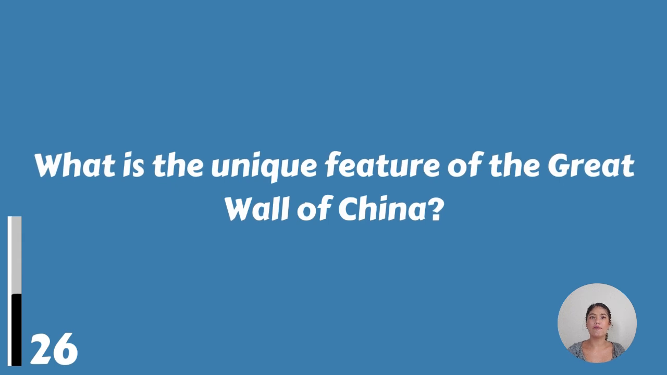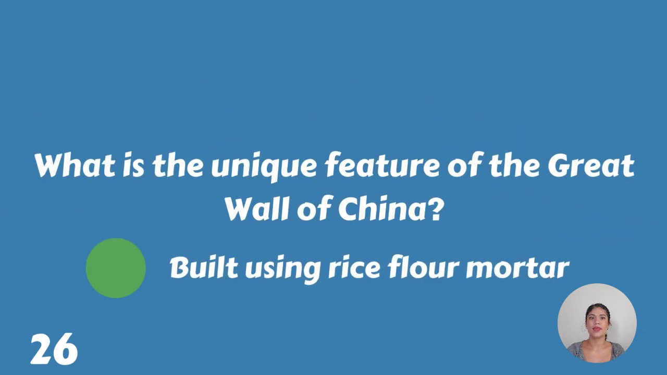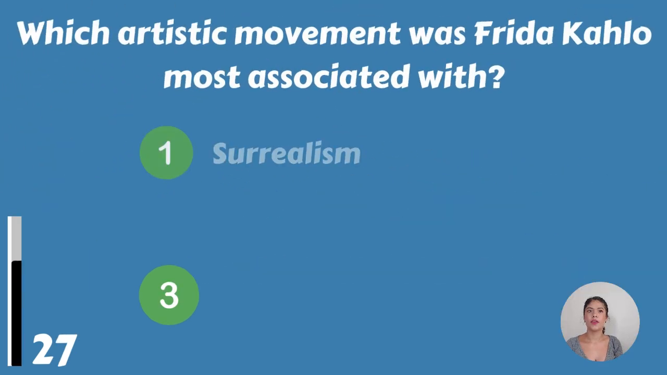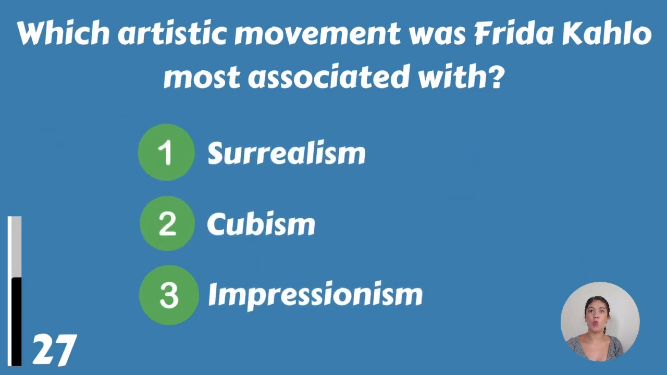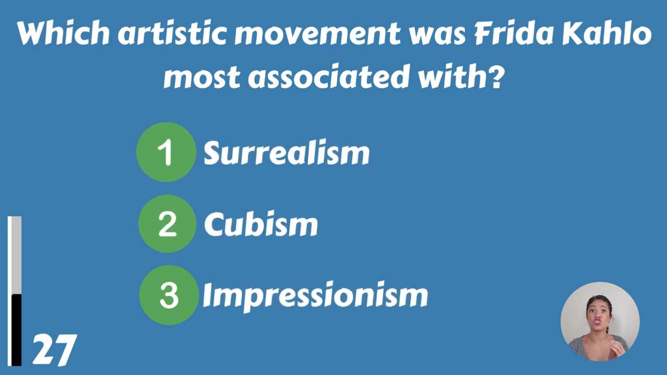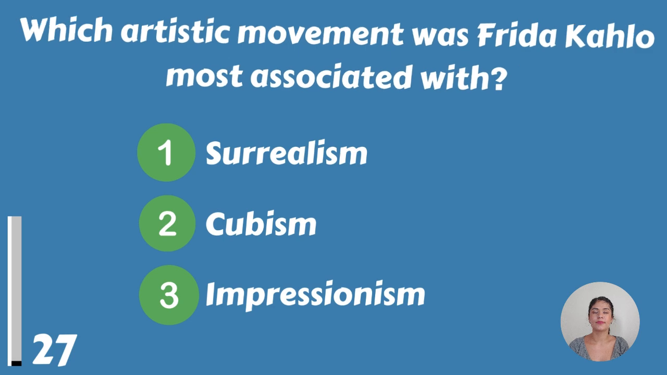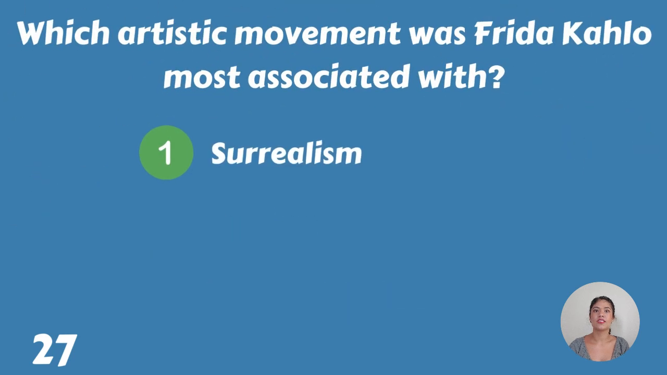What is the unique feature of the Great Wall of China? Built using rice flour mortar. Which artistic movement was Frida Kahlo most associated with? Surrealism, Cubism, Impressionism. Surrealism.